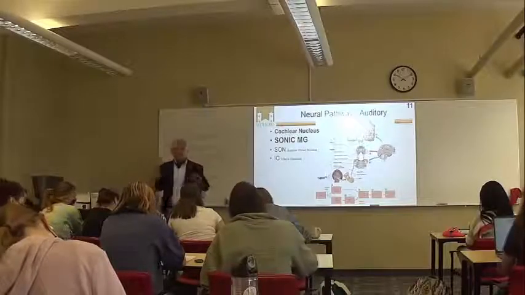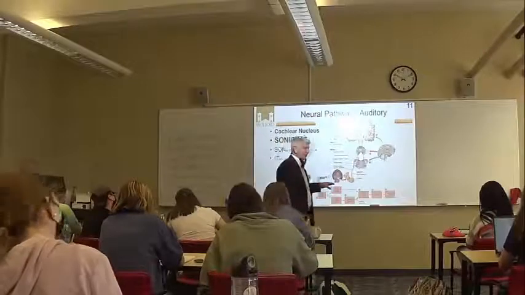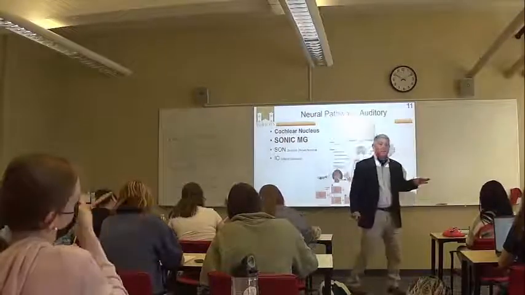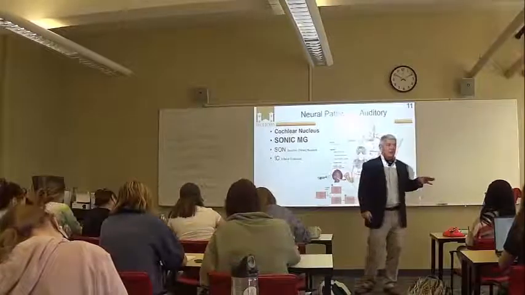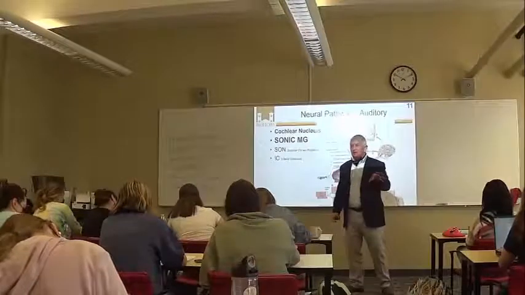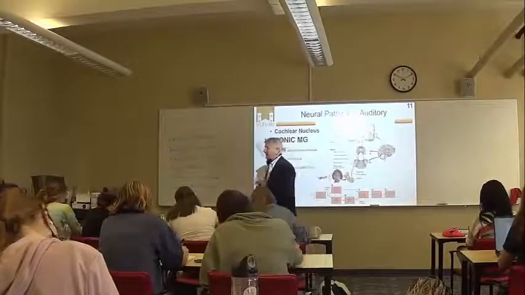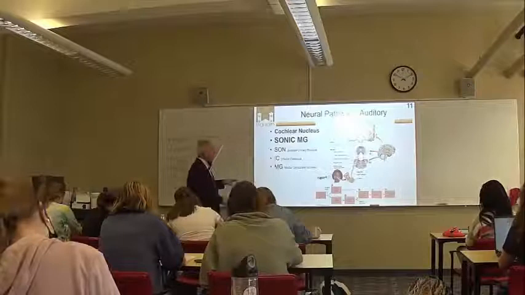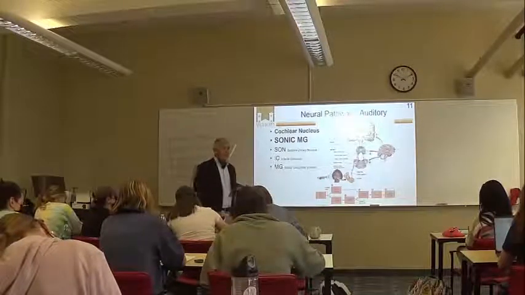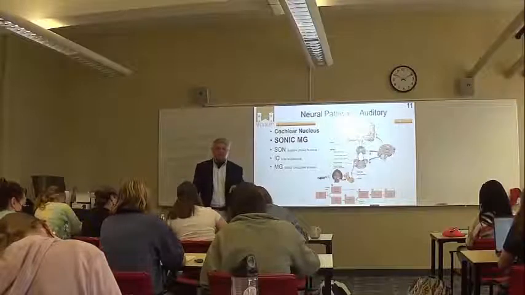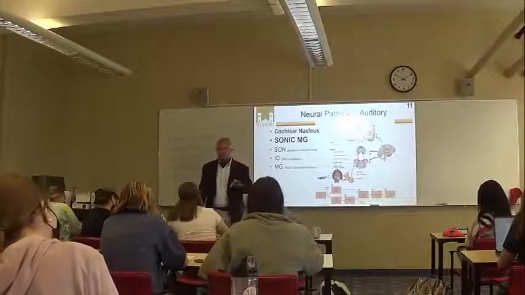Then it goes to the inferior colliculus. What is the inferior colliculus involved with? Yes, orienting our head to sounds. Superior colliculus, vision. Inferior colliculus, hearing. And then it goes to the thalamus. And now we're going to the medial geniculate nucleus. So vision goes to the LGN, lateral geniculate nucleus. Hearing goes to the MGN, medial geniculate nucleus.